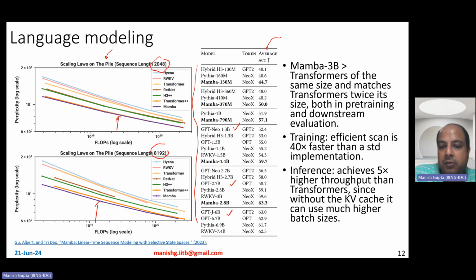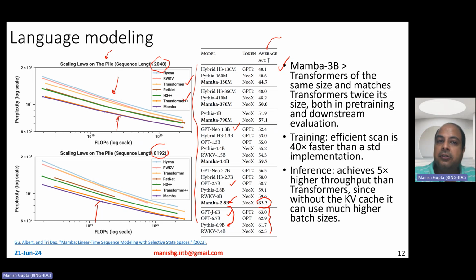So Mamba 2.8 billion gives you like 63.3 on average, which is higher than any of these, and even higher than the popularly known Pythia 7 billion parameter models. So in short, the Mamba 3 billion parameter model, or the 2.8 billion more accurately, outperforms transformers of the same size, Pythia, OPT, GPT-Neo of the same size, and matches transformers twice its size, both in pre-training and downstream tasks. Here the comparisons are also with transformers and more optimized versions of transformers.